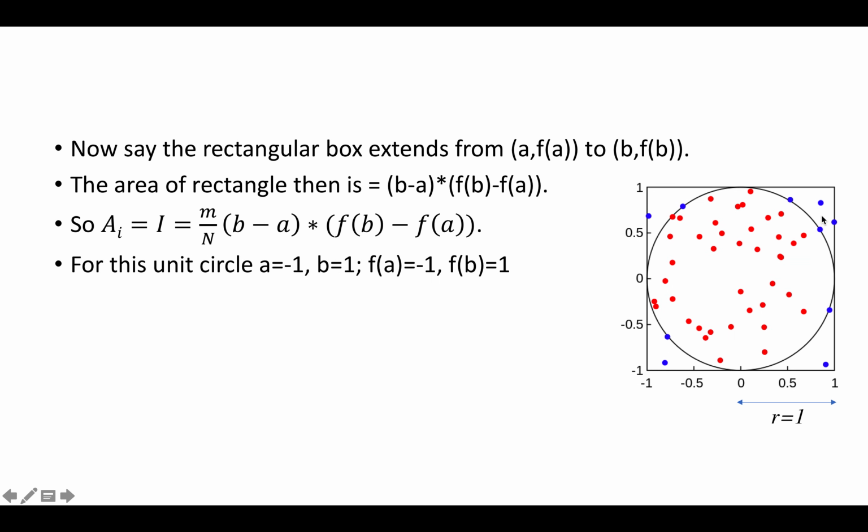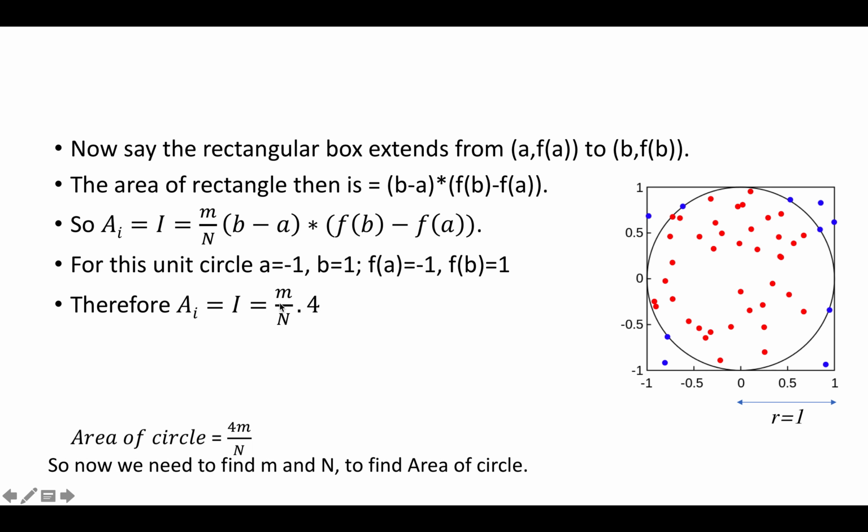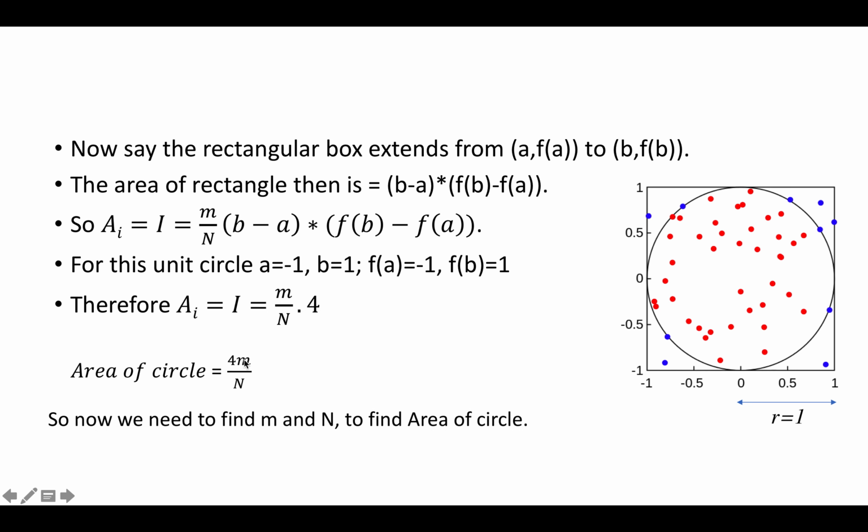If we consider a unit circle, that is a circle of radius 1, with the origin at the center, then a becomes minus 1, b becomes 1. Similarly, f of a becomes minus 1 and f of b becomes 1. If we substitute these values in the above equation, I becomes m by n into 4, because the rectangle becomes a square as both sides are equal: 2 by 2, 2 into 2 is 4. Thus, the area of the circle becomes 4m by n.